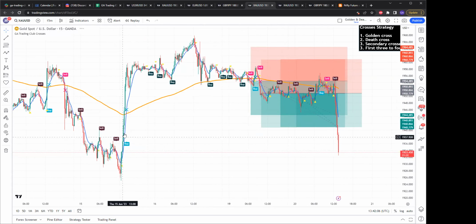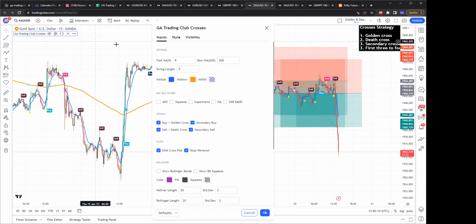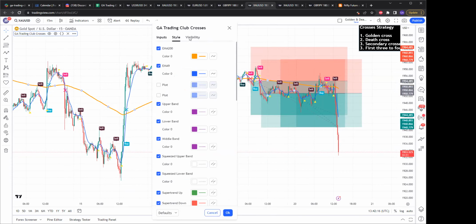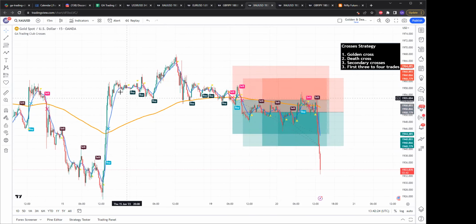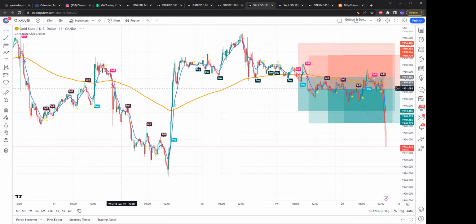Now, the golden cross and death crosses have different colors. So you see this buy has a baby blue color, and you can change that in the inputs, in the settings of the indicator if you want yours to be a different color. But by default, the golden cross is different from this other buy. So these other buys, that's why I call them secondary crosses. It just gives you another entry to use. Same thing with the sell.